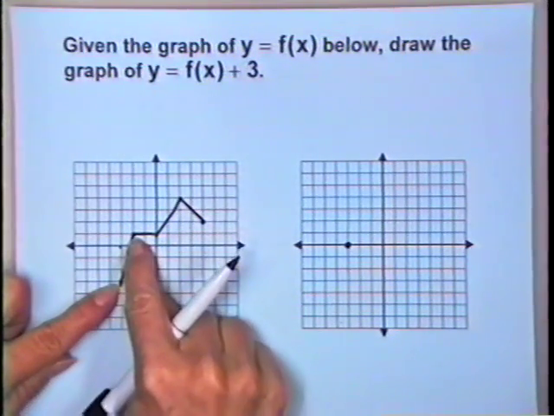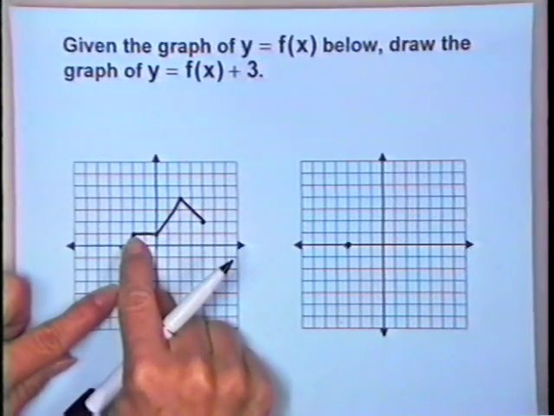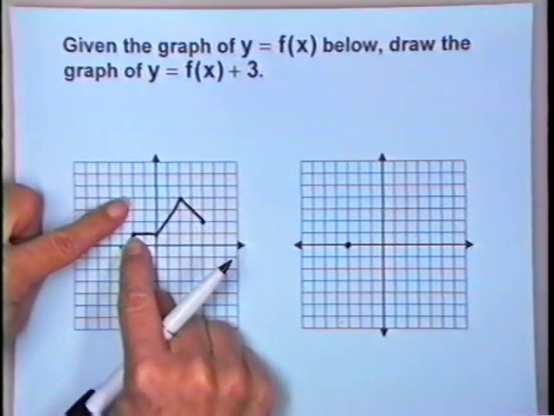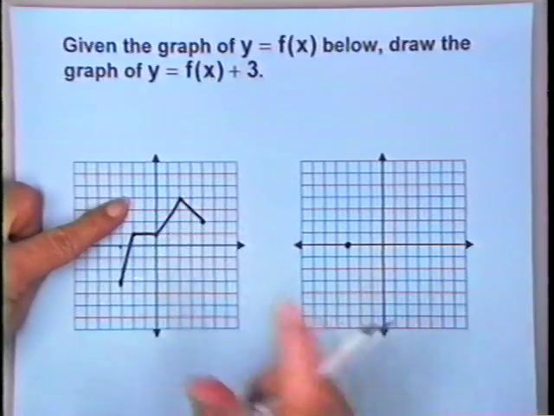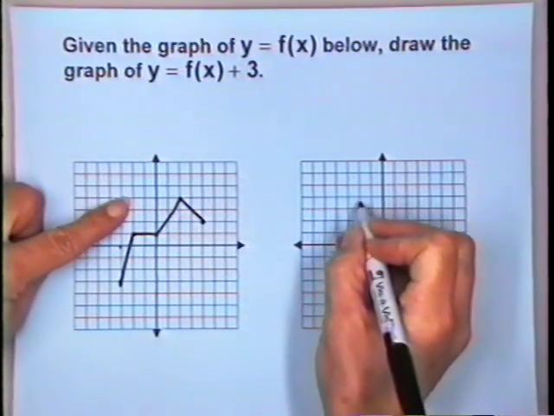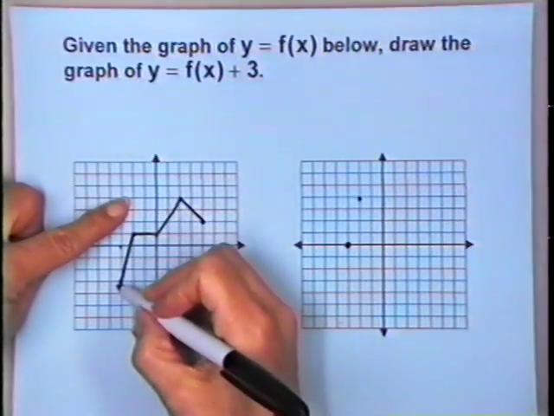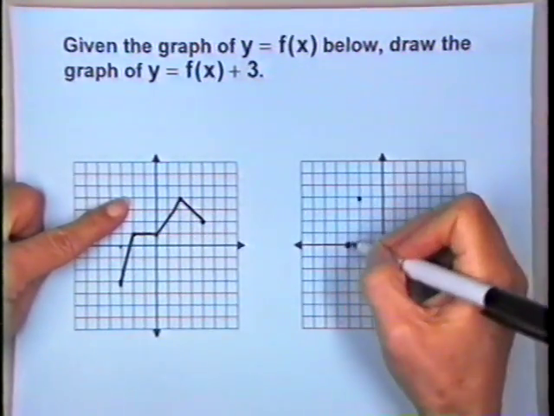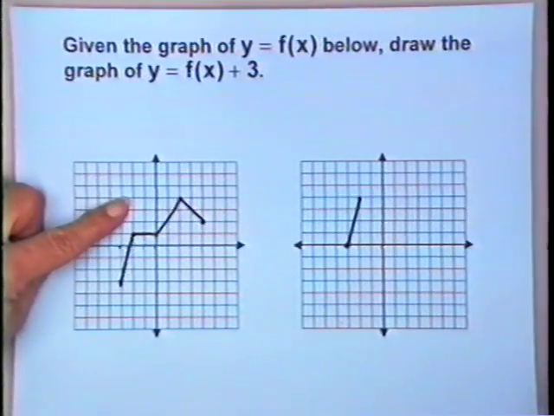Now let's look at this point right here. X is -2, y is 1. What happens if I move that point up 3 units? My x is going to stay -2, but my y value is going to become 4, isn't it? So over here I'm going to go to -2, 1, 2, 3, 4. Okay? Now I'm going to go ahead and complete that part of my graph. Notice it's just a line connecting those points right there. So I'm going to connect those points right there.